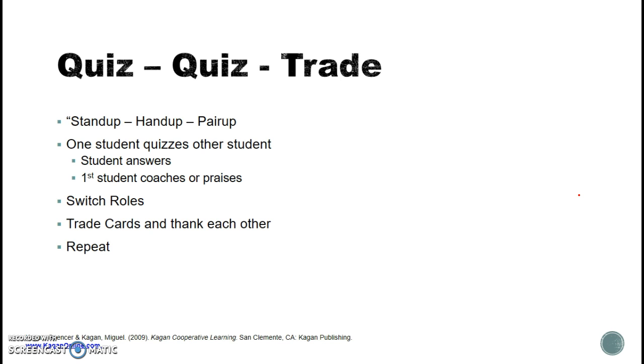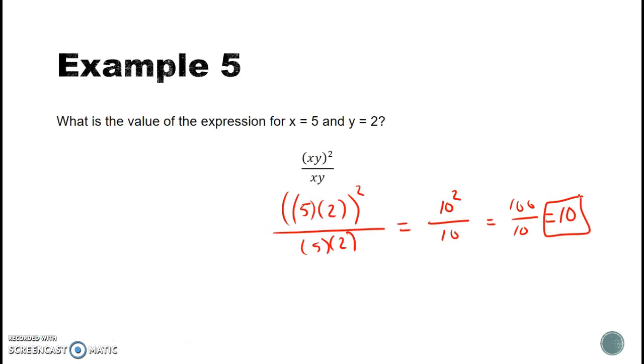And then this was the activity we did in class that day. So that is order of operations and evaluating expressions.